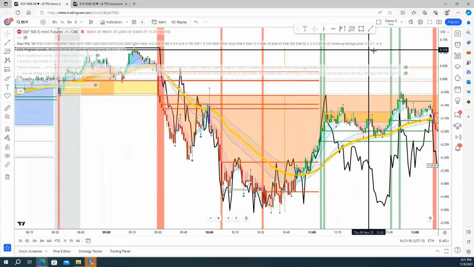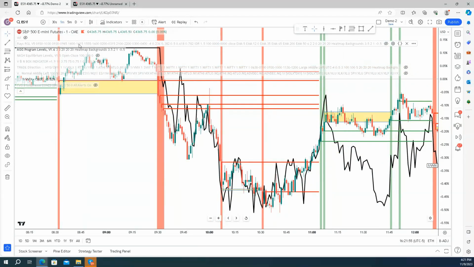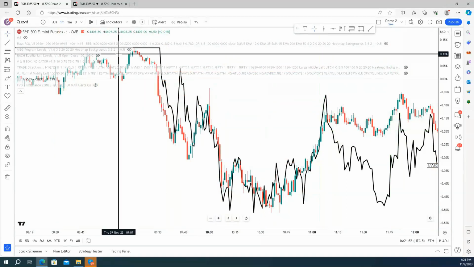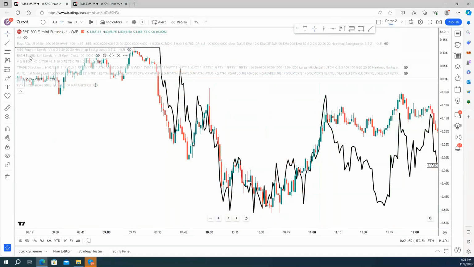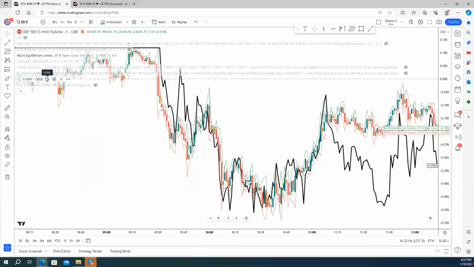So I'm just going to clean this chart up, one second, and show you something else. Just a small tool that I built. Ray had shown it. We called it the Nash equilibrium. So what this tool does, let me just take this off.